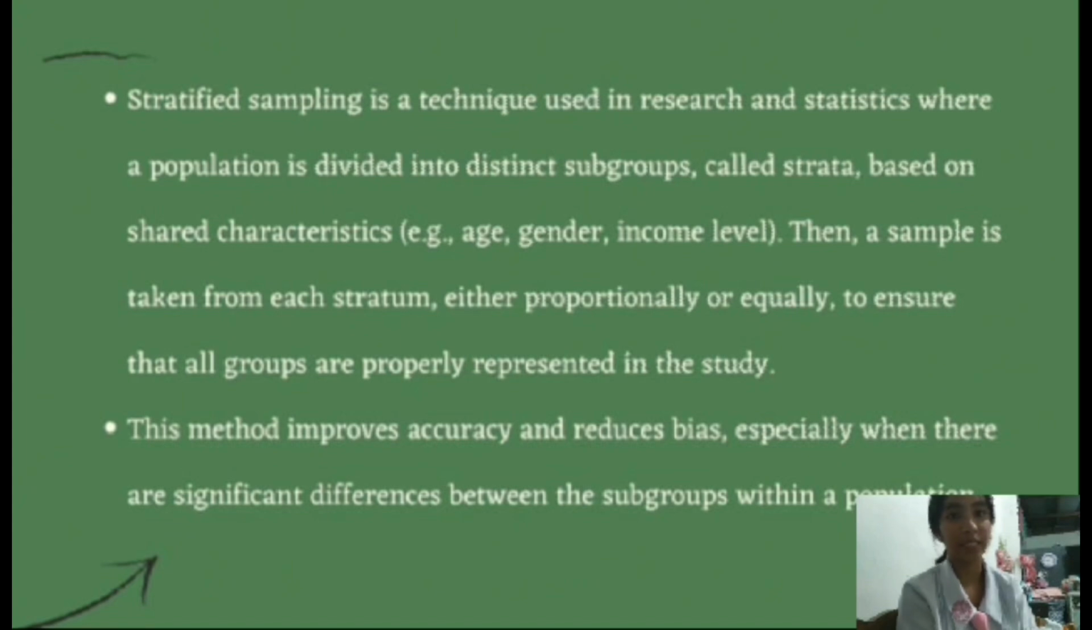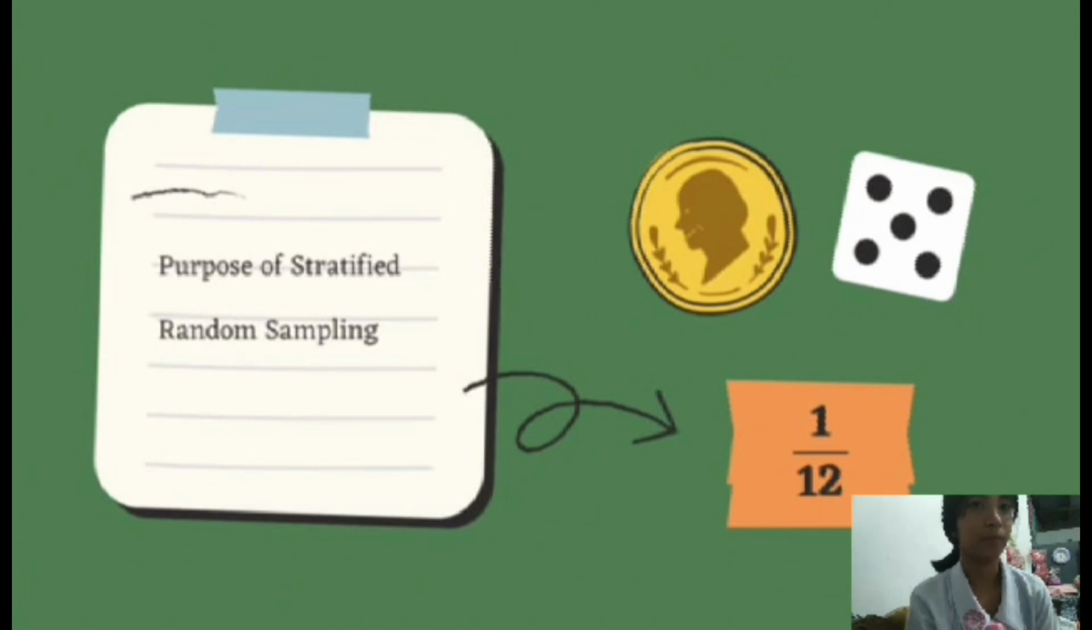Stratified sampling is a technique used in research and statistics where a population is divided into distinct subgroups called strata based on shared characteristics, for example, age, gender, income level. Then, a sample is taken from each stratum, either proportionally or equally, to ensure that all groups are properly represented in the study. This method improves accuracy and reduces bias, especially when there are significant differences between the subgroups within a population.